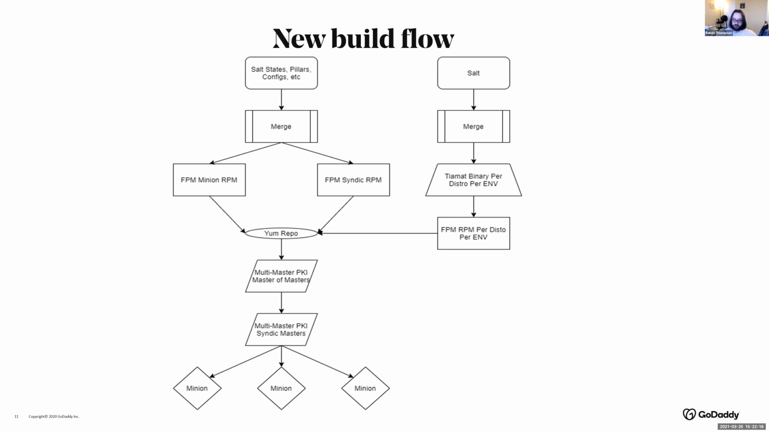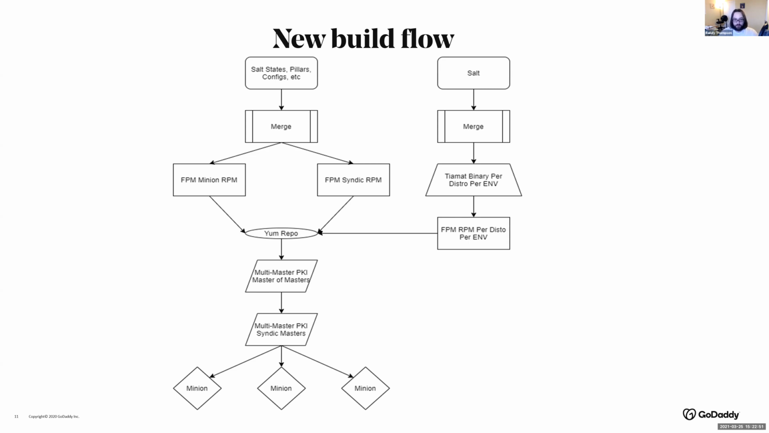So once we get our RPMs for everything uploaded into the Yum repos of those built binaries, they are then made available to the multi-master, master of masters, and kind of pushed down through the multi-master PKI syndic masters and out to the minions, so that everything gets an updated version of CPP Salt. And since it's an RPM, it's really easy to do. You just run a Yum update or package update, package install, whichever way you want to do it via Salt.